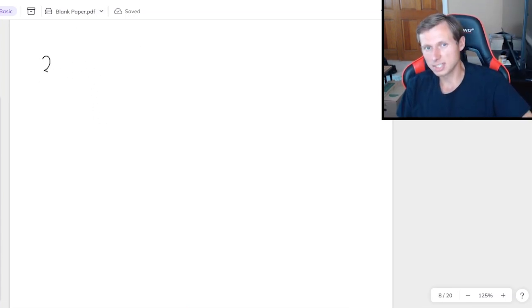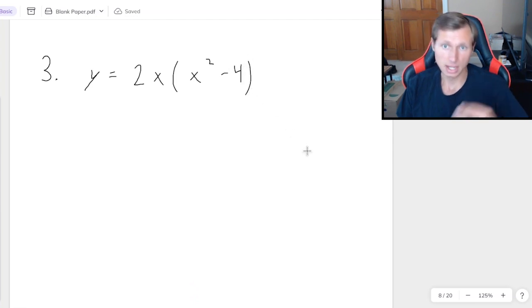2 more to go. These last 2 will be tricky. I have y equals 2x times the quantity x squared minus 4. A hint for you for this one, the first thing you should do is distribute the 2x. So with that being said, go ahead, try this on your own, and when you're ready to see the solution, unpause.